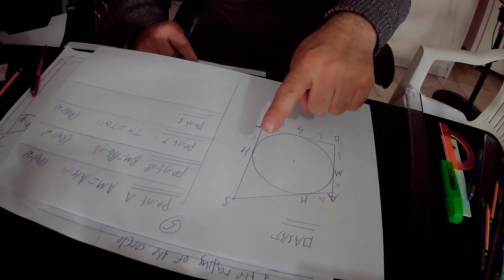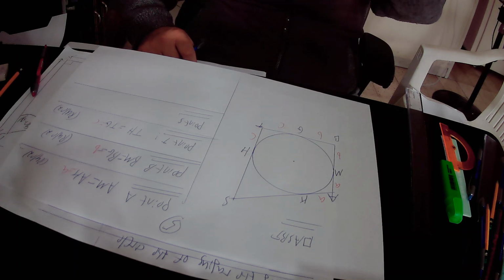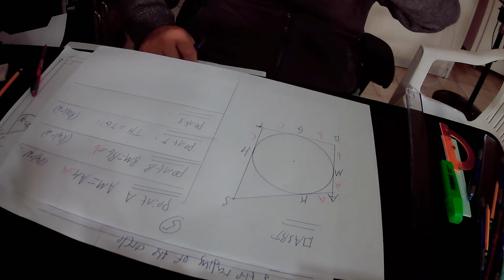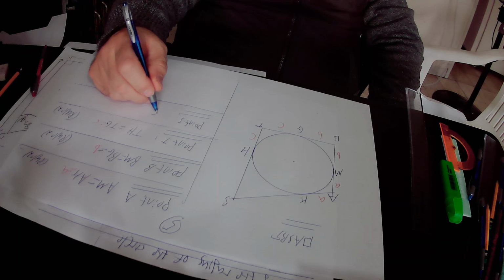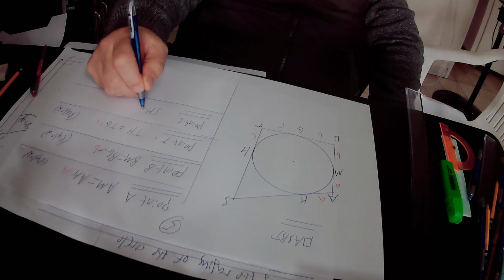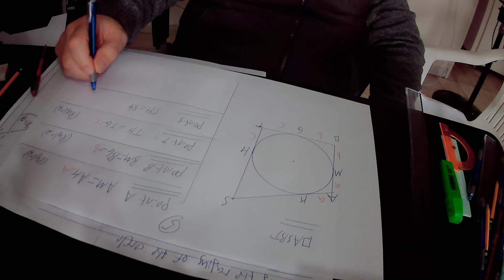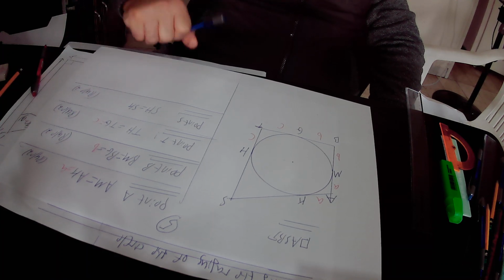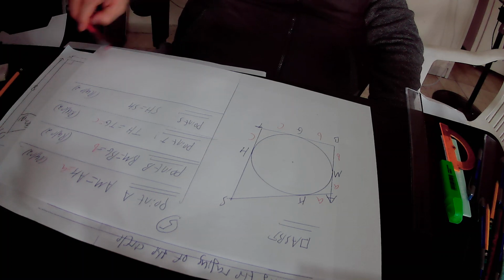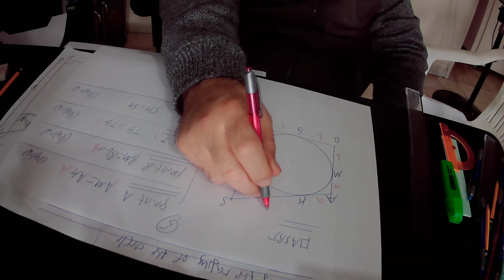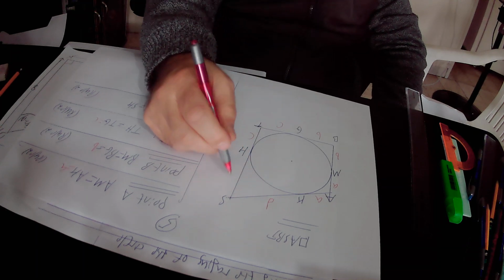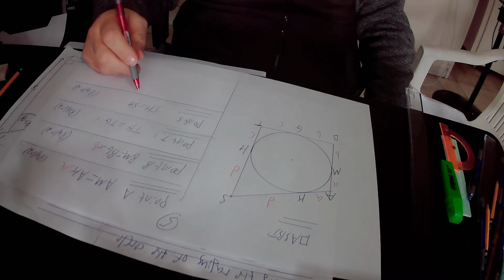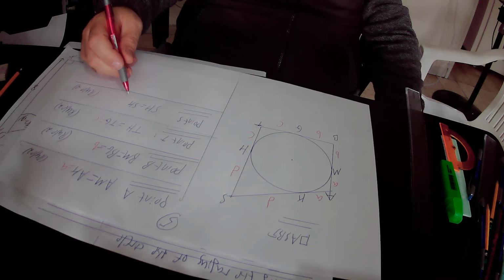From the common external point S, we have two tangents to this circle, tangent SH and tangent SK. According to rule 2, they are equal to each other. That is to say, SH equals SK according to the same rule, rule 2. So if we define the length of tangent SK as D, then the length of tangent SH must also equal D. In conclusion, SH equals SK equals D.